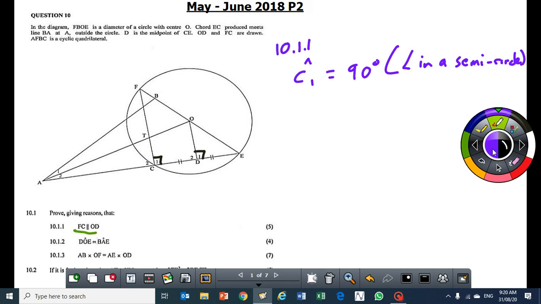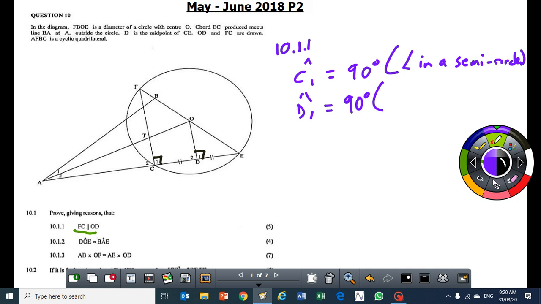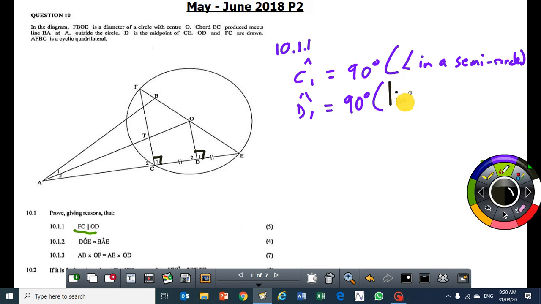Okay, angle in a semicircle, then D1 is going to be equal to 90 degrees. Okay? The reason is not theorem 1, it's the converse. Line from center to midpoint of chord. Because we want to prove that D1 is 90. It's not 90 until you prove that it is 90. So the reason will be line from center to midpoint of chord. That's your reason.